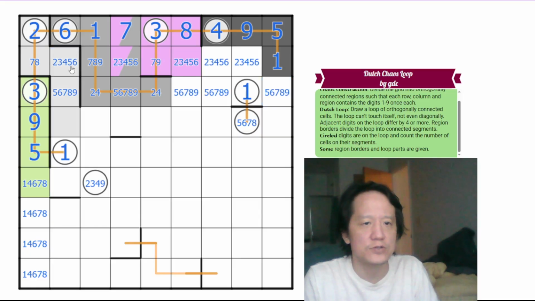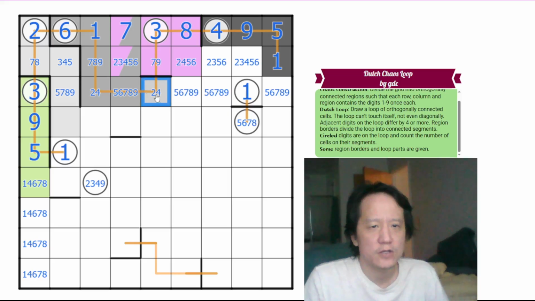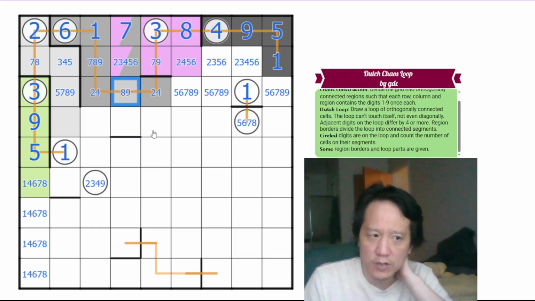This can't be 2 or 6 here. So no 2, 6. This can't be 6 because of the 6 in the column. This cannot be 3 because of the 3 in the region. This can't be 4. 2 and 4 can only... This can't be 6 because of the 6 in the region. 2 and 4 as a pair are next to another digit. This has to be 8 or 9 on the Dutch whisper line.